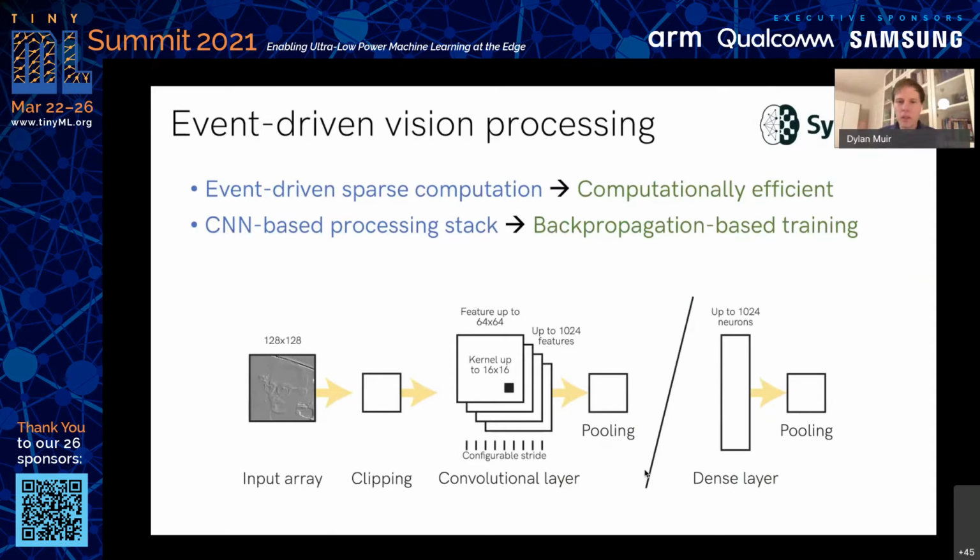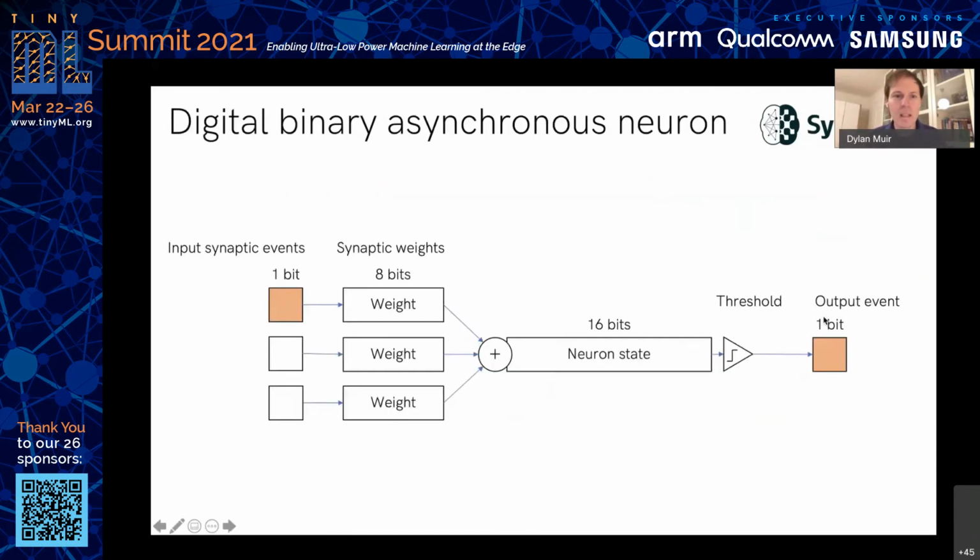Because we're using a convolutional architecture, we can make use of fairly standard training pipelines and standard network architectures from the deep learning for vision field today.